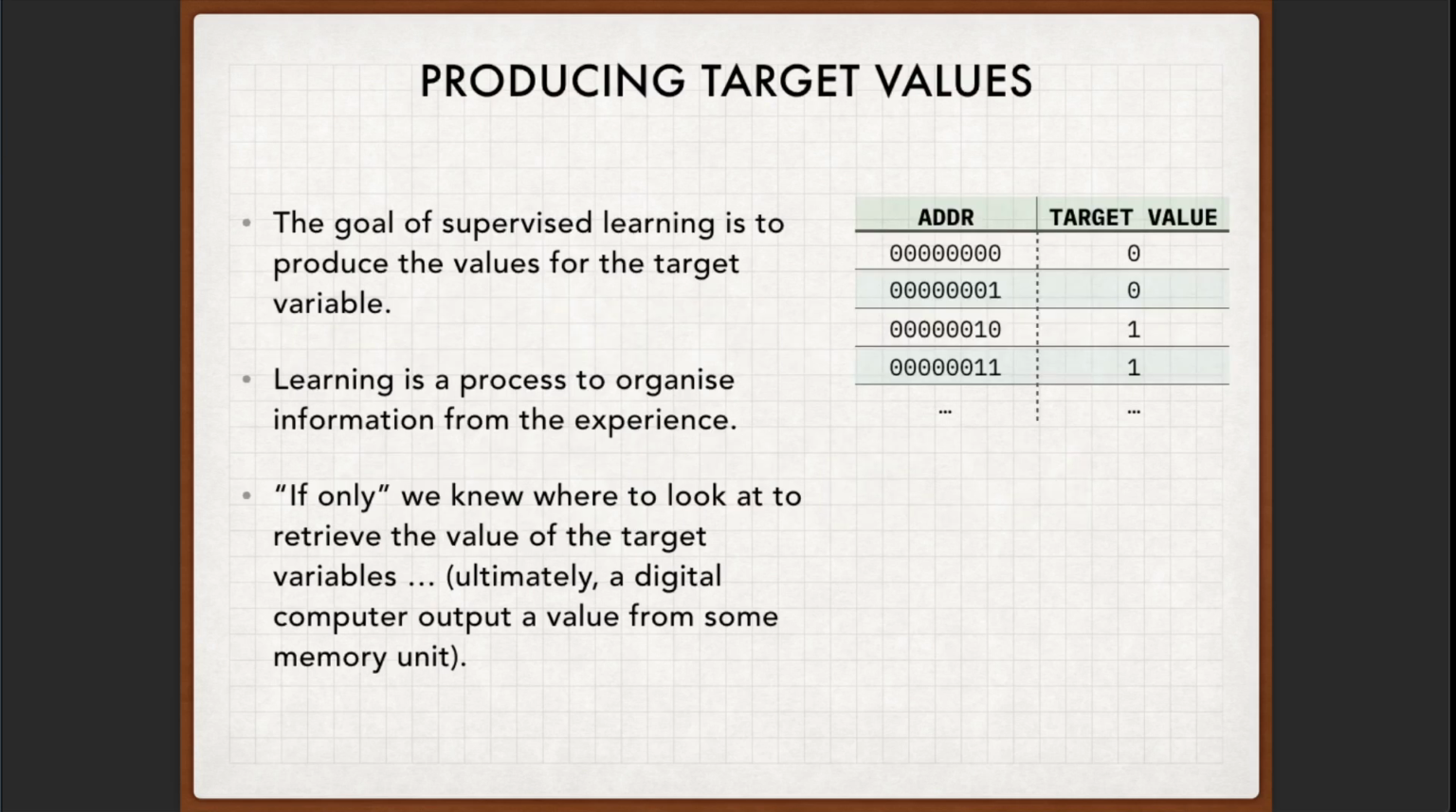We start by considering the ultimate format of a predictor. Not surprisingly, the goal of supervised learning is to get something that can give us the values for the target variable. And in this regard, we can consider learning as a process to organize information about the target values from the experience of observed data.